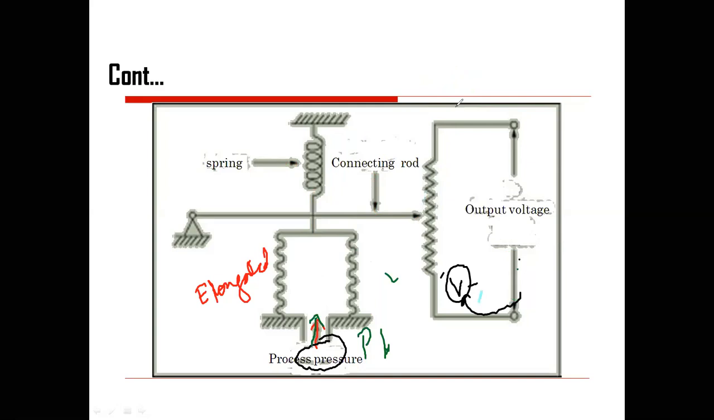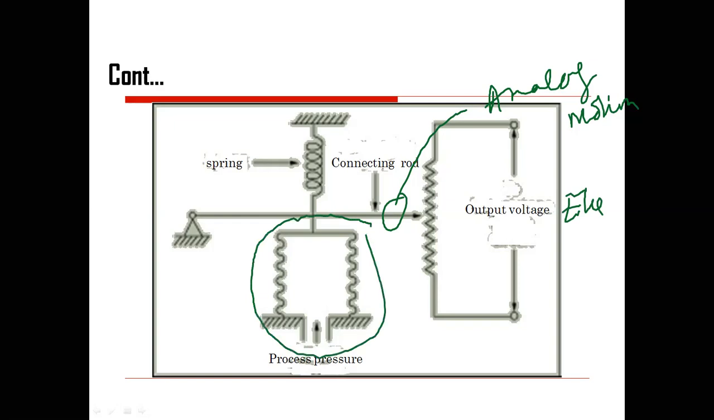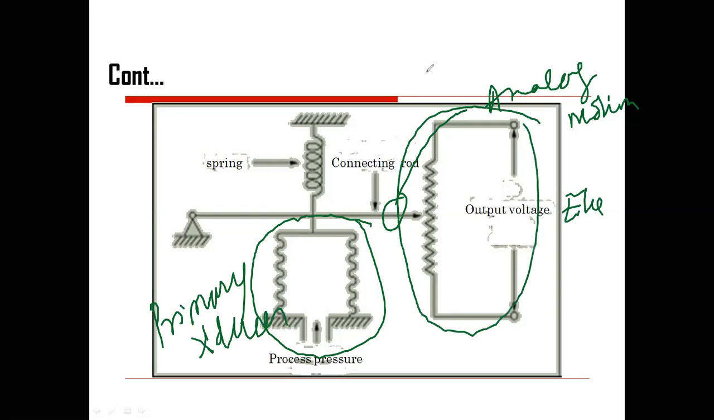And here, if I specify which one, the output is analog. If you see over here, what is the output of this one? This output is analog, analog in terms of motion. But the output generated at the potentiometer is electrical. So which one is my primary transducer? This bellow is my primary transducer, whereas this potentiometer, I will represent it with a red color. This potentiometer is my secondary transducer.